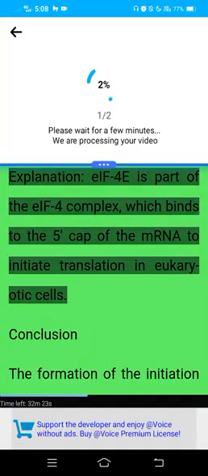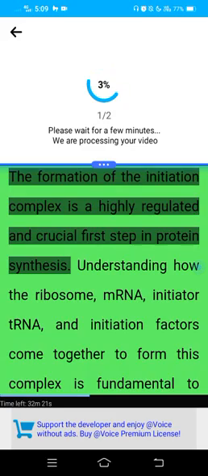Explanation: eIF4E is part of the eIF4F complex, which binds to the 5' cap of the mRNA to initiate translation in eukaryotic cells. Conclusion: the formation of the initiation complex is a highly regulated and crucial first step in protein synthesis.